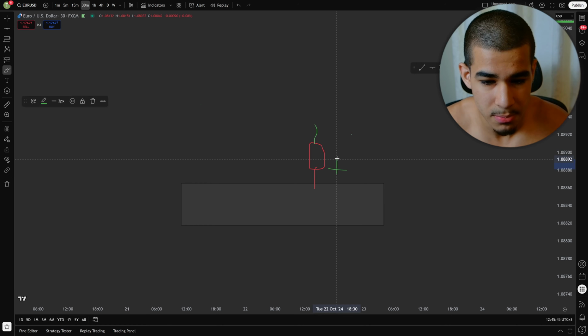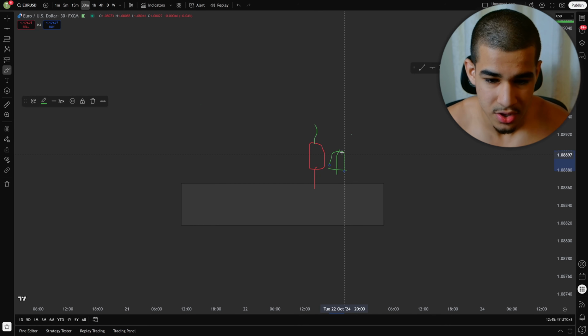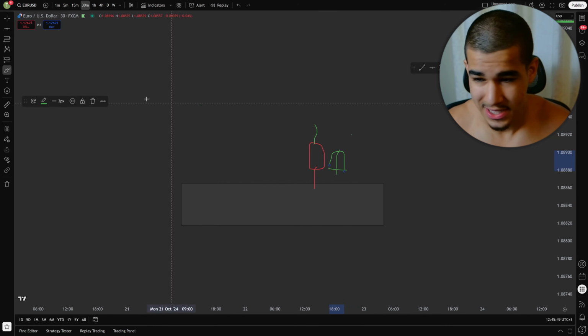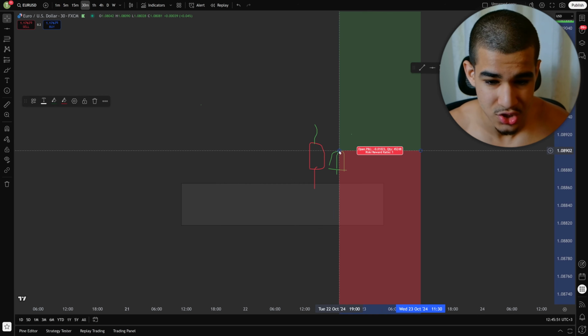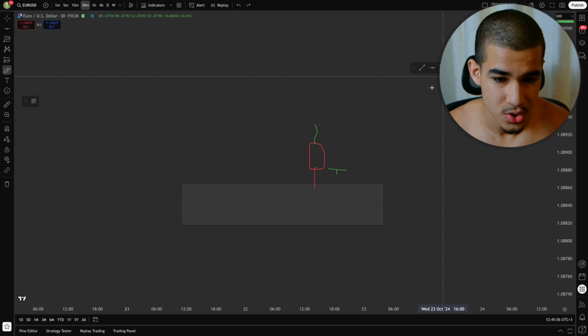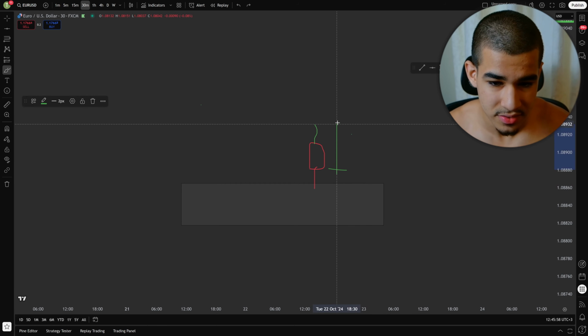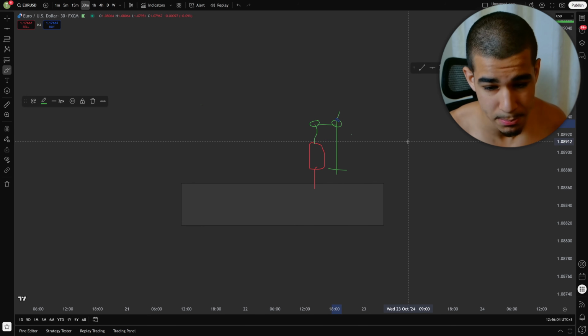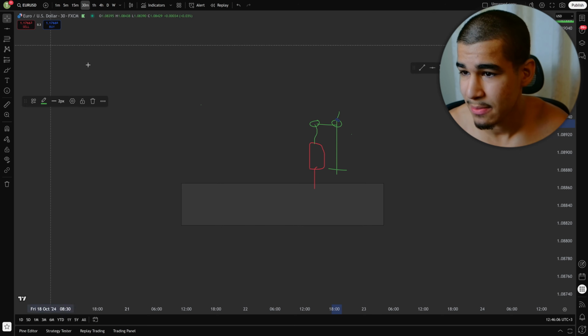It came all the way up. If it closed right over here, that's just a bad drawing example, but let's say it closed right over here, you'd enter just on a directional close. But let's say now it goes all the way up, and once it passed this point, exactly where you enter. So that is the break of previous candle's upper wick, and that's the break of candle entry.